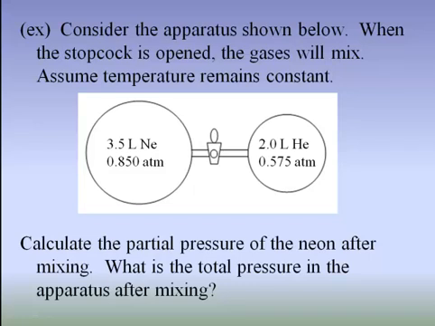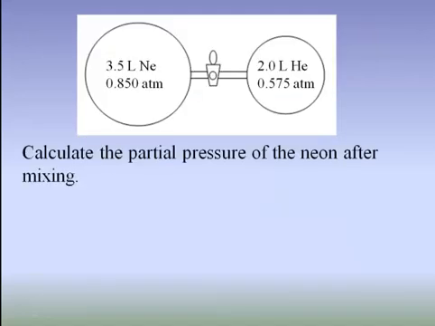This is a fairly common type of problem. You're given what's called a 2-bulb apparatus. Initially, the 2 gases are in separate bulbs. When the stopcock in the middle is opened, the gases will mix. Both gases will then have the total volume available to them.